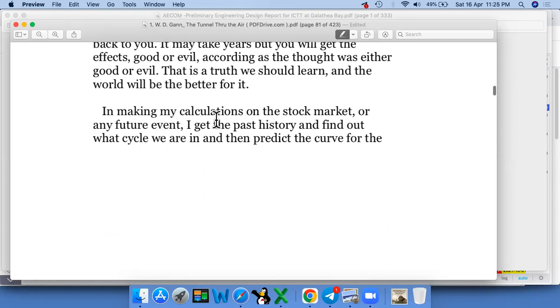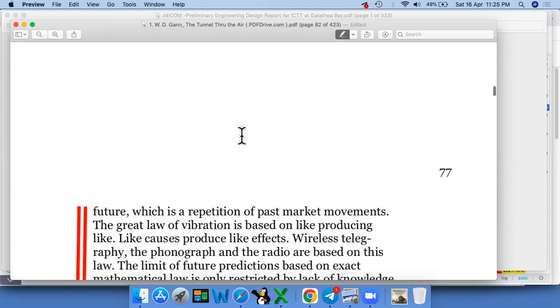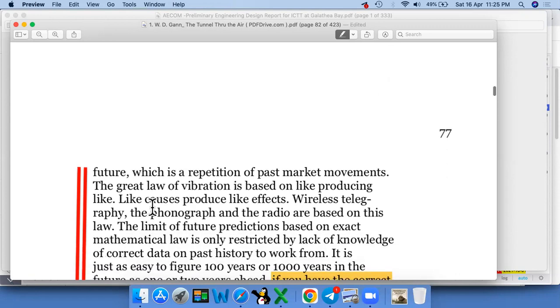In making my calculations on the stock market or any future event, I get the past history and find out what cycles are in and then predict the curve for the future, which is a repetition of past market movements. The great law of vibration is based on like producing like. Like causes produce like effects. Wireless technology, telegraphy, the phonograph, and the radio are based on the law.